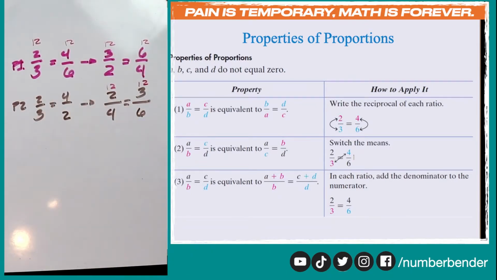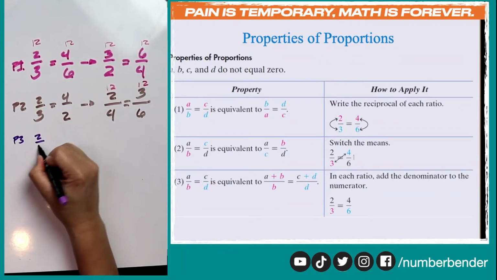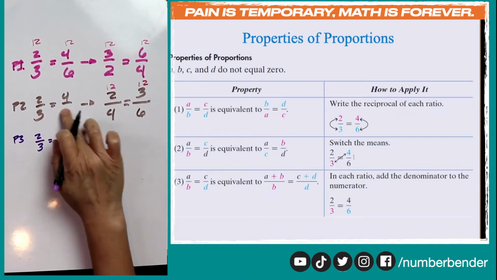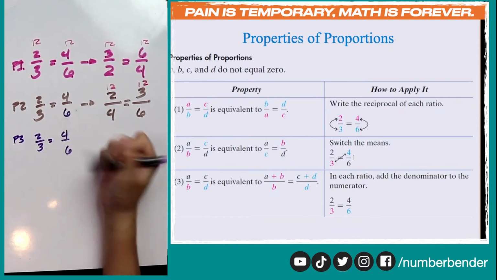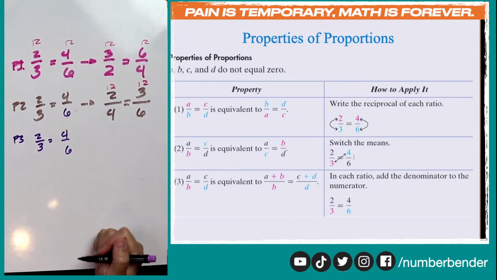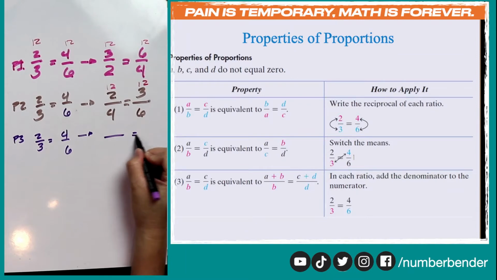So for our last example, same fraction, 2 over 3 equals 4 over 6. This is supposed to be 6. What's happening to property number 2? They're all the same. It is the original fraction, but we are modifying the third one.